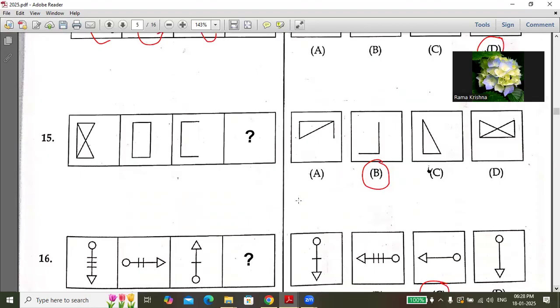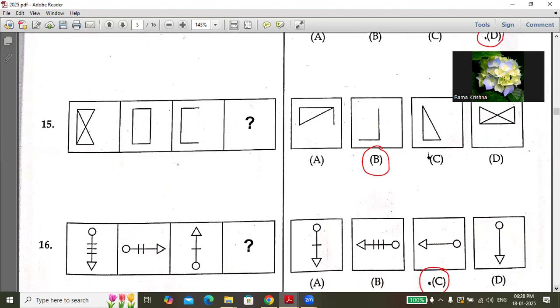So 15th, this is a simple question. The first figure has 1, 2, 3, 4, 5 lines. Here it has 4 lines. Here it has 3 lines. So you have to get a 2-line figure. That is B. Next.